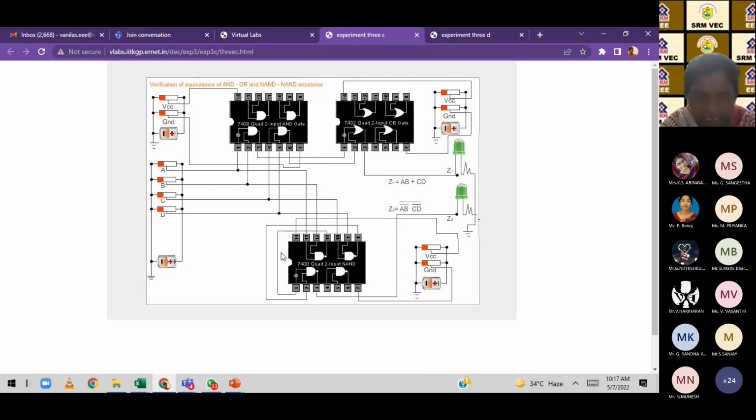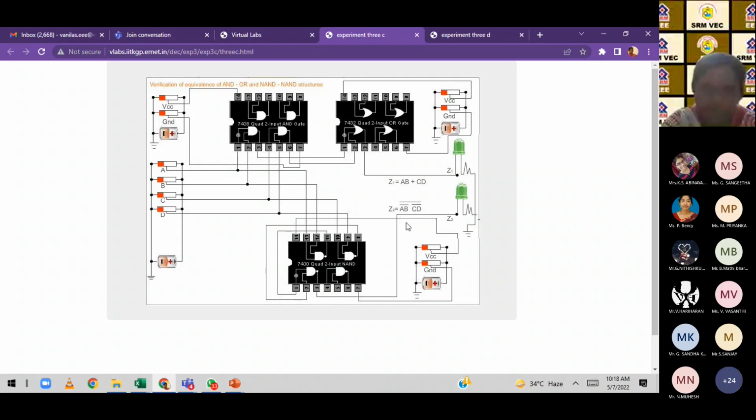The output is (A·B)', which is taken to another NAND gate. Then (C·D)', the whole bar of C and D, is taken, and the output is also taken here. Then A, C, D, the whole bar. Now (A·B)' and (C·D)' must be taken to the AND gate because the whole bar is there over the letters.